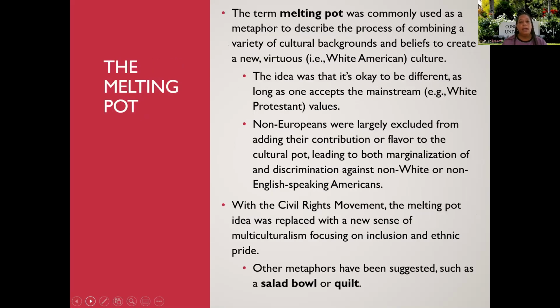The melting pot term was used as a metaphor to describe the process of combining a variety of cultural backgrounds and beliefs to create a new virtuous one, which was white America. The idea was that it was okay to be different as long as one accepts the mainstream, and no Europeans were largely excluded from adding their contributions or flavors to the cultural pot, leading to both marginalization and discrimination against non-white or non-English speaking Americans.